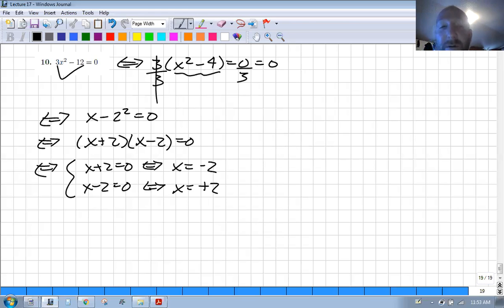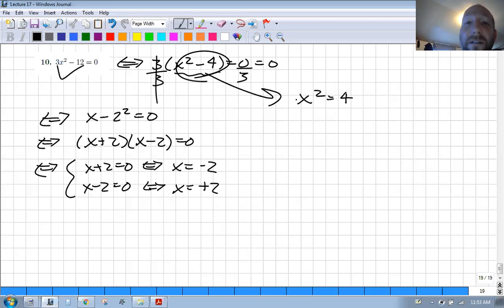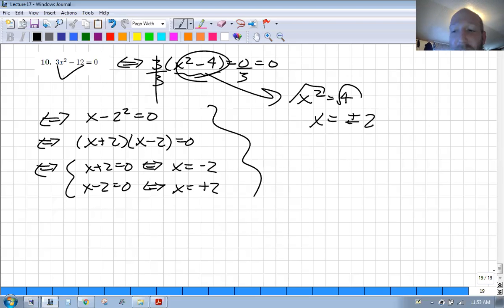So that's using the 0 point property. Of course, we could have just taken this and gone, well, add 4 to both sides, square root, right? Using the square root method is faster. But they specifically asked us to use the 0 point property. So that's why we did it this way.